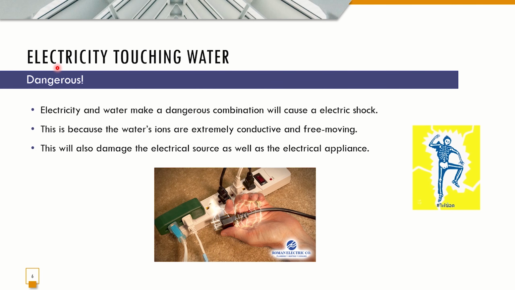The second electrical hazard is electricity touching water. Electricity and water make a dangerous combination that will cause an electric shock. This is because the water's ions are extremely conductive and freely moving. This will also damage the electrical source as well as the electrical appliance.